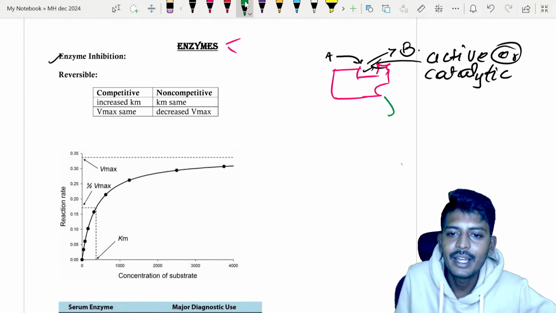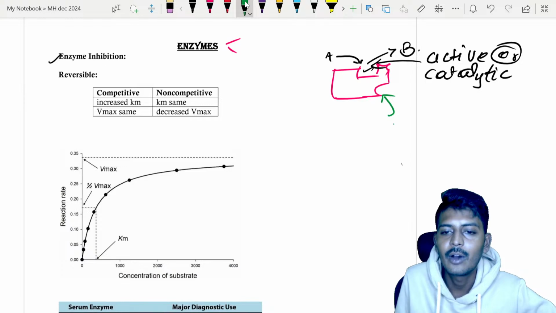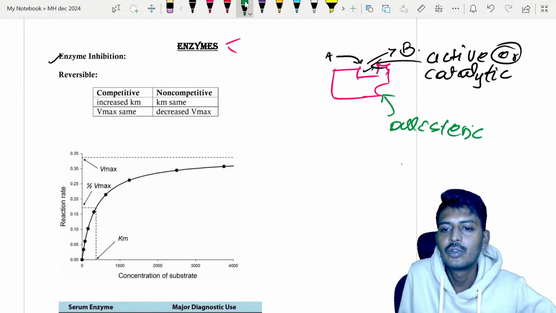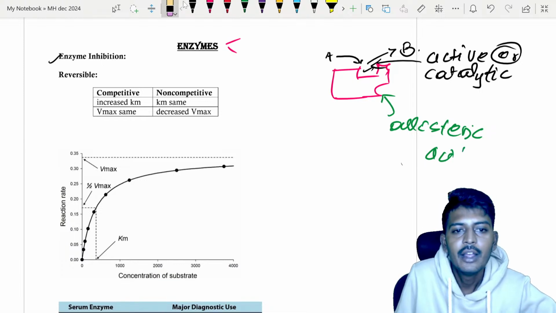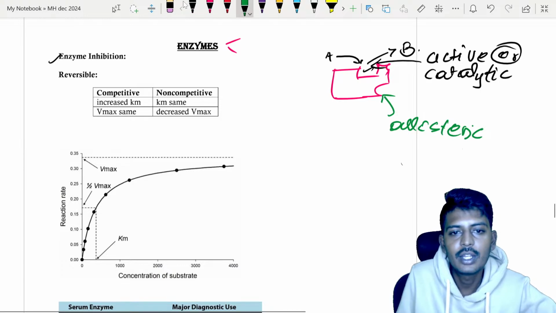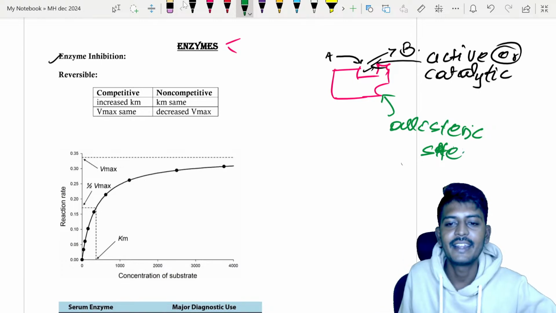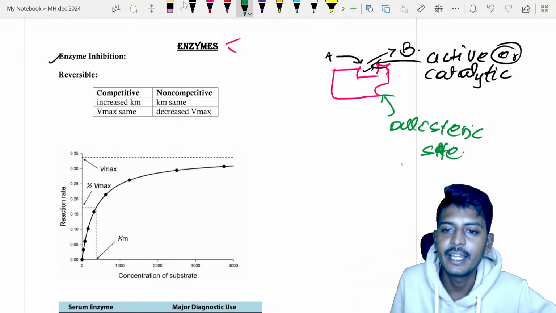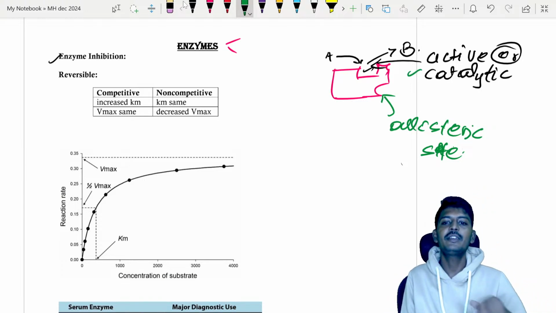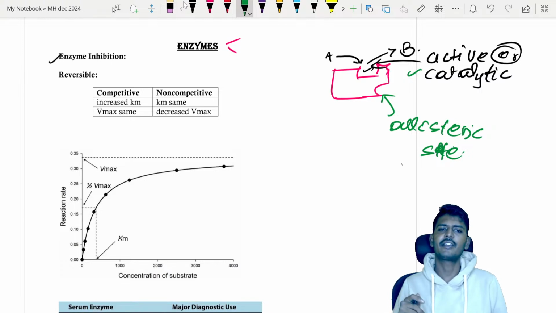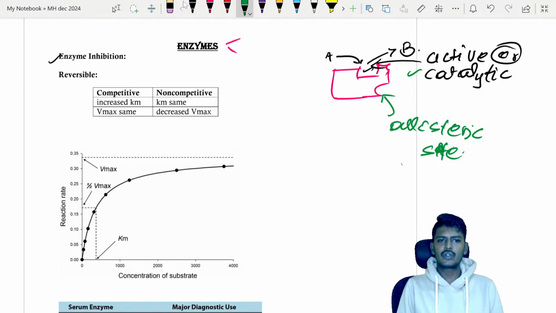I can have one more place. In the other place, where some substance can bind, we call it an allosteric site. So what is an allosteric site? It is the place in the enzyme where a substance binds, but apart from the catalytic site. Where active conversion takes place, we call it the catalytic site; where a substance simply binds and alters the structure of the enzyme, we call it an allosteric site.